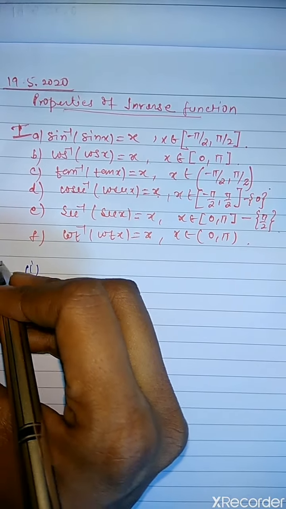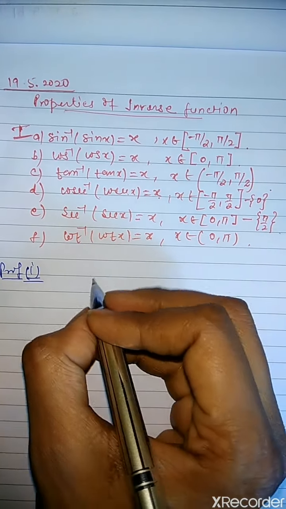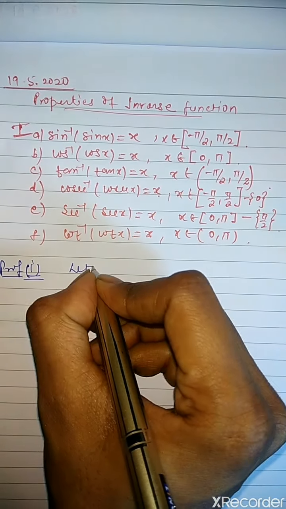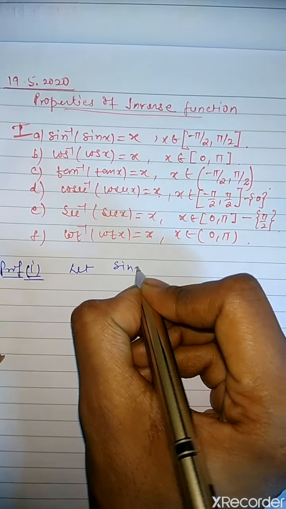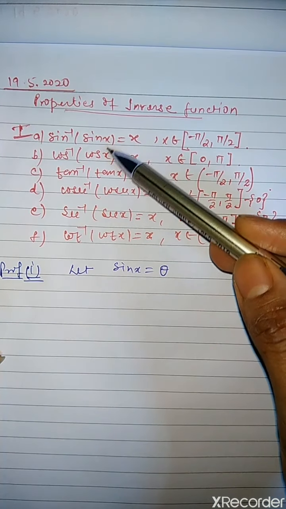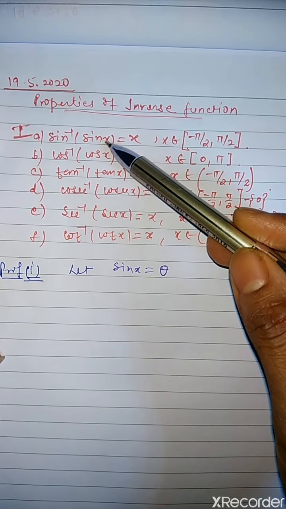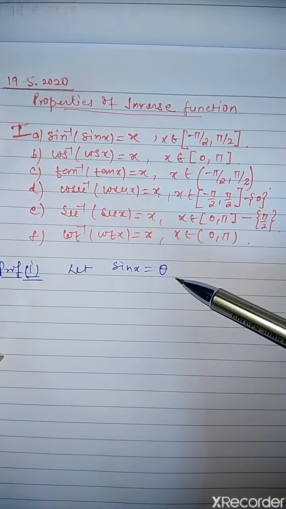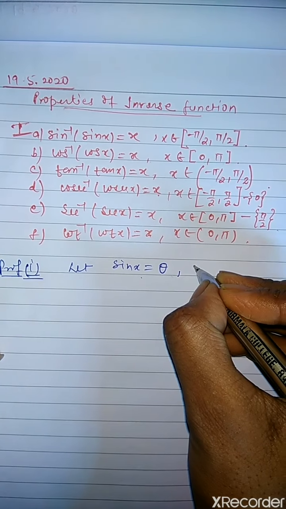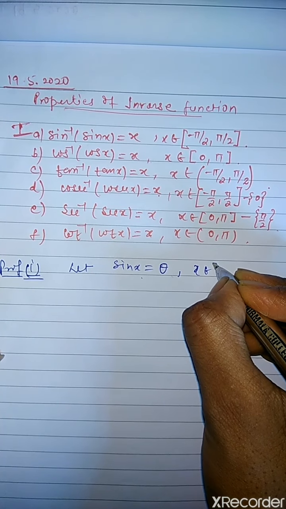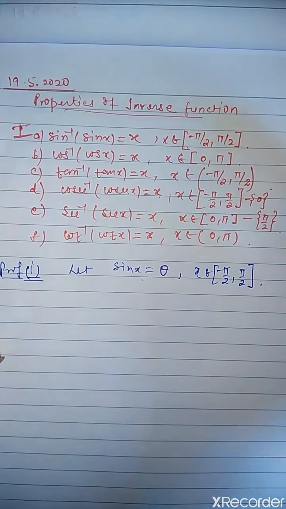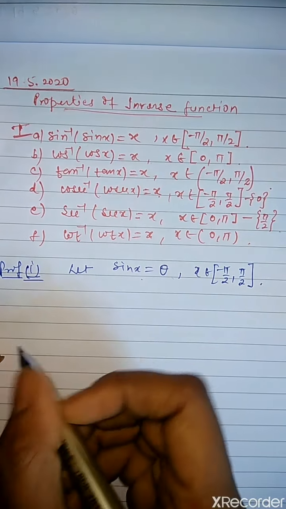First proof. To prove this property, first we let sine x equal to theta. Whatever is given within the bracket, we just put that equal to theta. So sine x equals theta, where x belongs to minus pi by 2 to plus pi by 2. Here it is given.